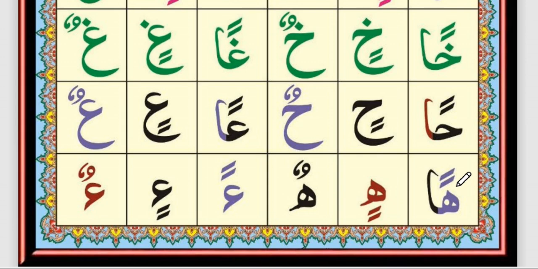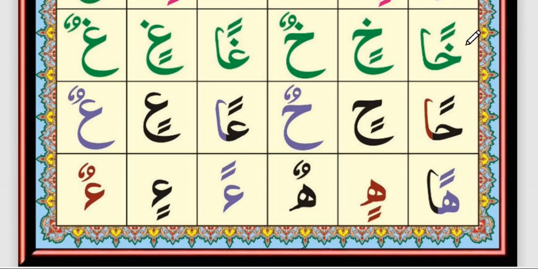Ha, two zabar, han. Ha, two zer, hin. Ha, two pesh, hun. Han, hin, hun. Hamza, two zabar, an. Hamza, two zer, in. Hamza, two pesh, un. An, in, un. So we read ha and hamza from the last part of our throat. It means the bottom of our throat.